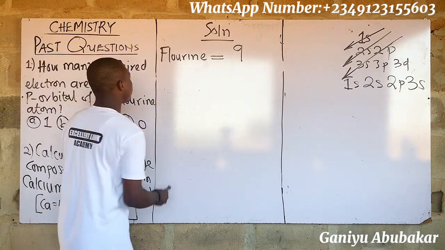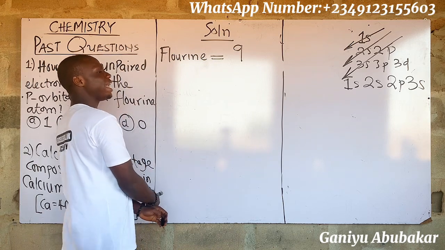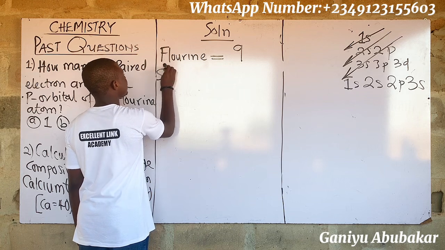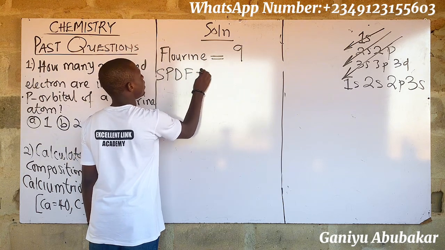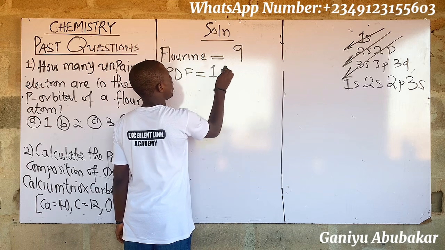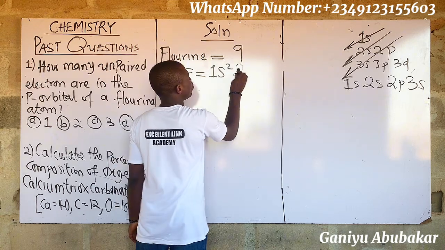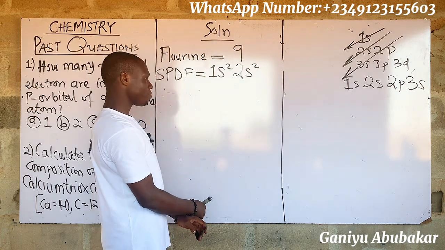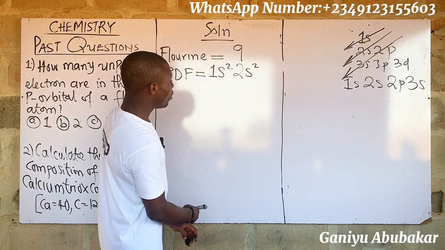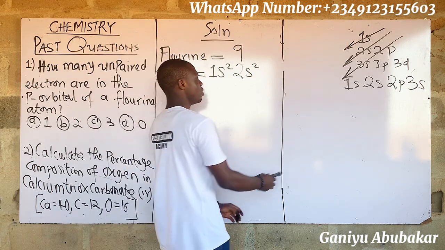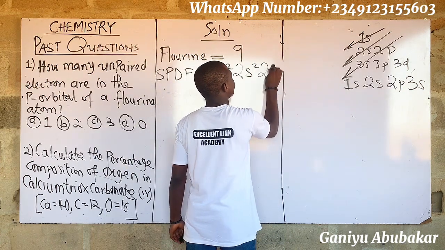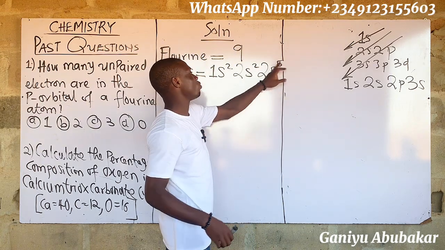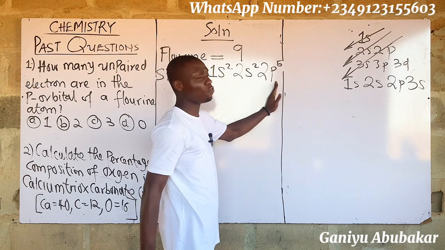So now I'll first write out the SPDF configuration for fluorine. The SPDF of fluorine is given as 1s squared, 2s squared. This is 4 out of 9, left with 5. So I have 2p to the power 5. 4 plus 5 is 9. So this becomes the SPDF configuration of fluorine.